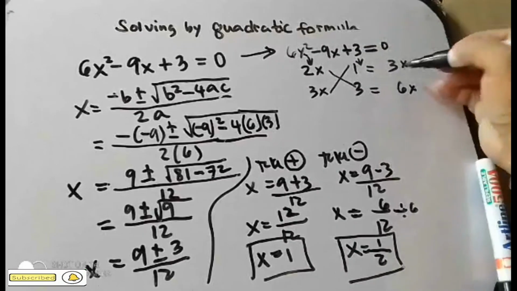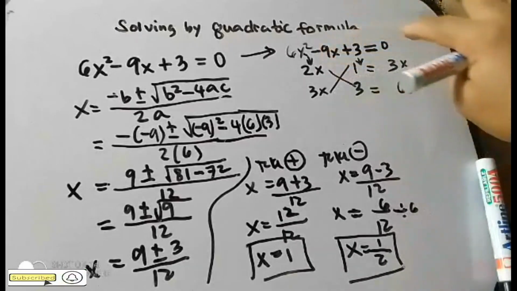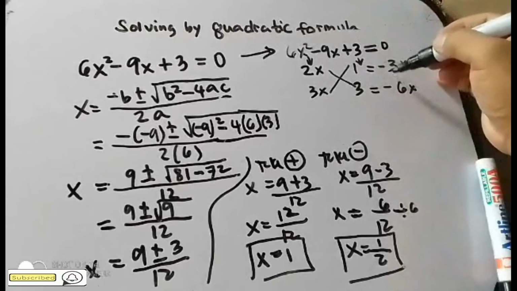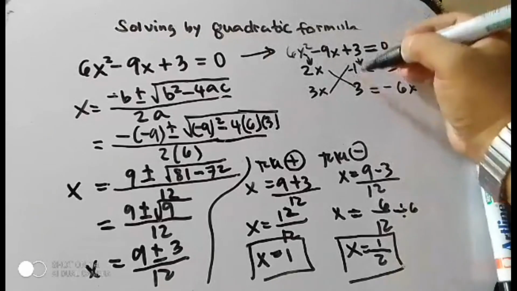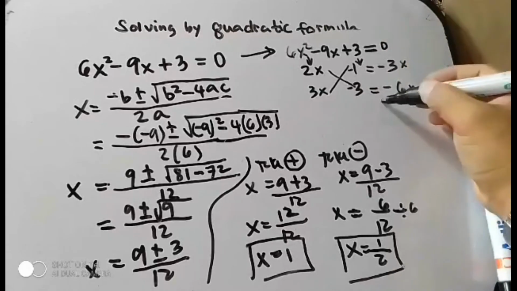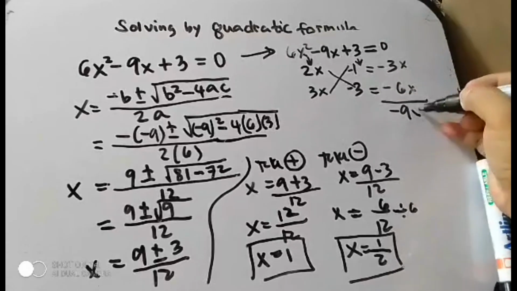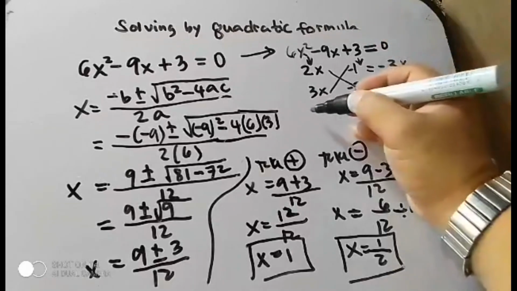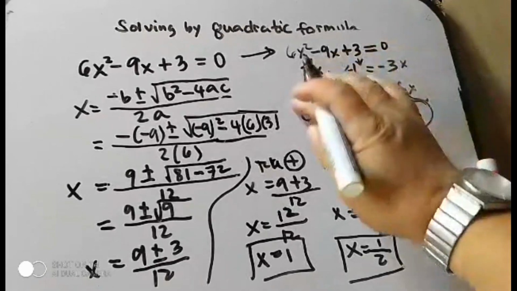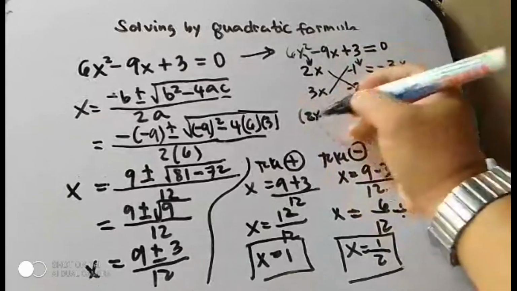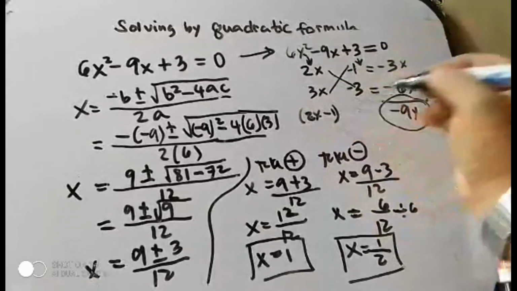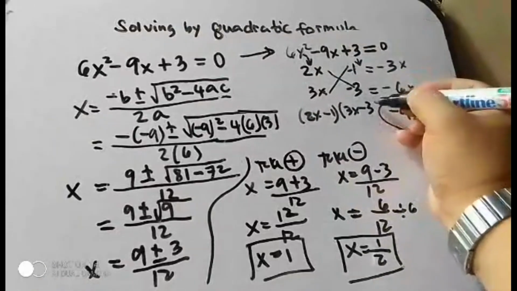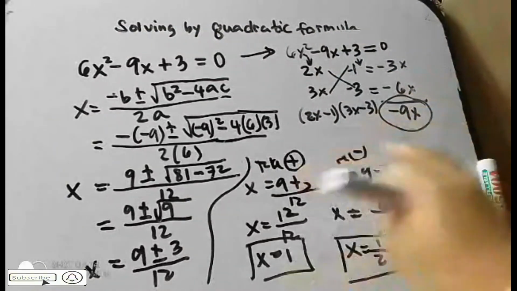X and x. Since ito ay negative yung middle term, so ito ay negative. So, ito positive. So, negative times positive ay negative. So, ito ay negative and negative. So, i-add natin siya. Negative 9x. Ito yung middle term. So, yung factor niya, 2x minus 1 at saka 3x minus 3. So, gano'n natin yan.